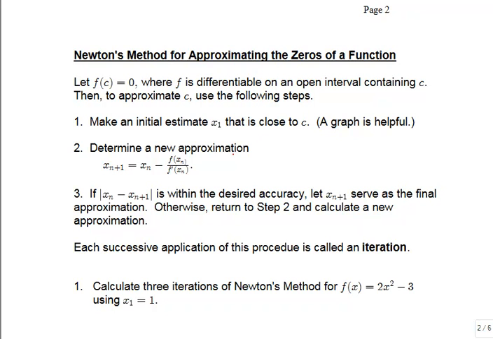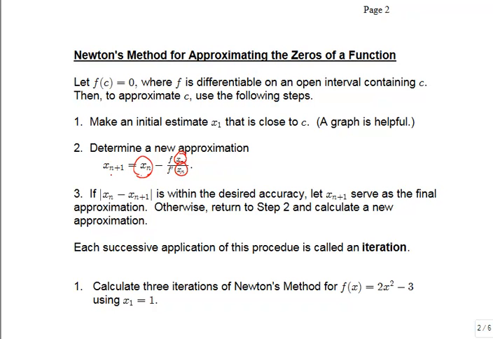Determine the next approximation by using this formula. So once we've picked x sub 1, to get x sub 2 over here, we would use x sub 1 right here minus f of x sub 1 over f prime of x sub 1. Okay? If the absolute value of x sub n minus x sub n plus 1, so in other words, the distance between your two guesses, is within the desired accuracy that you're looking for, then you're done. You'll have your answer. Otherwise, we're going to return to step 2 and calculate a new approximation.